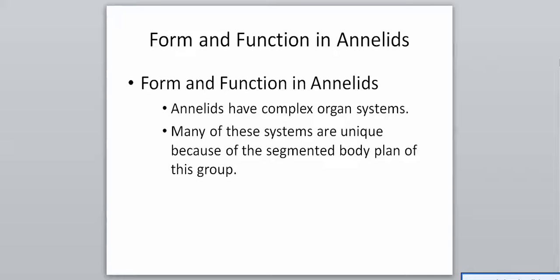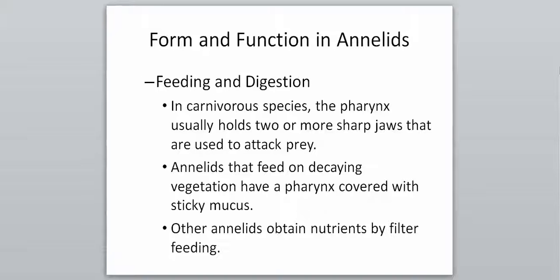So, form and function in annelids. Annelids have complex organ systems, and many of these systems are unique because of the segmented body plan of this group. A lot of these organ systems are only found in this group because of how they are segmented. We're going to take a look at those more as we get into these essential functions. So, feeding and digestion.